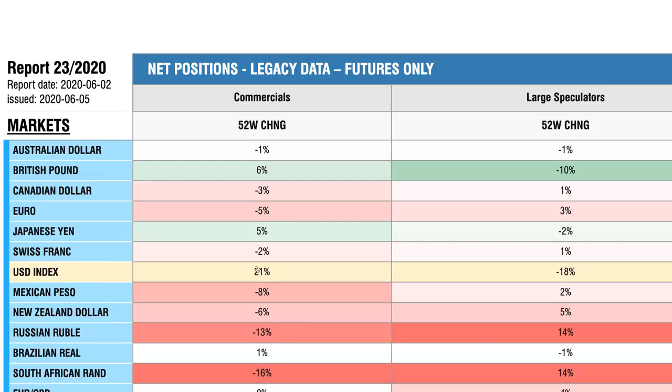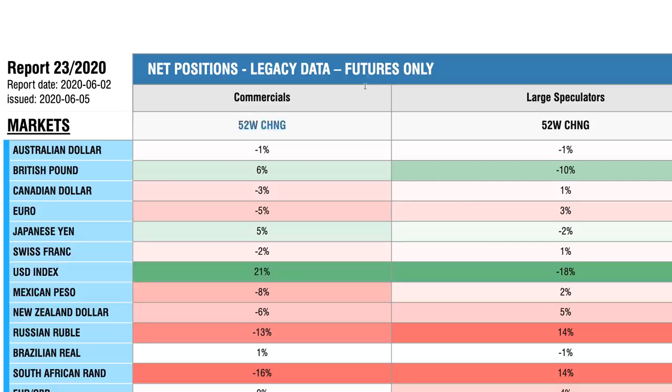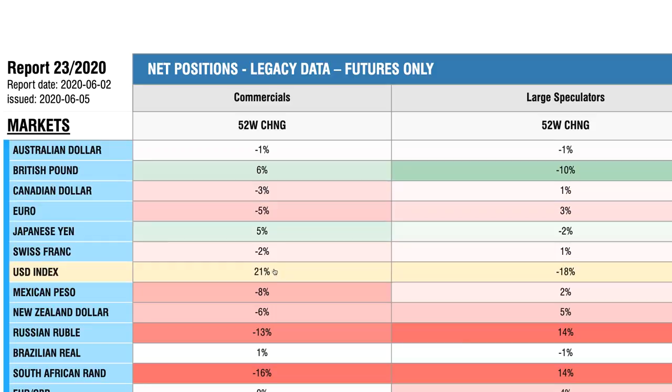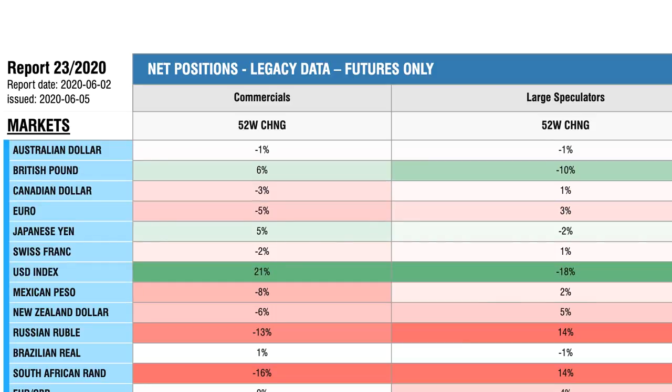So there was definitely a lot of net buying, a net increase of 21%. So we were looking for the buy trade along with the commercials. A lot of traders look at the large speculators, but we look at the commercials for our turning points.